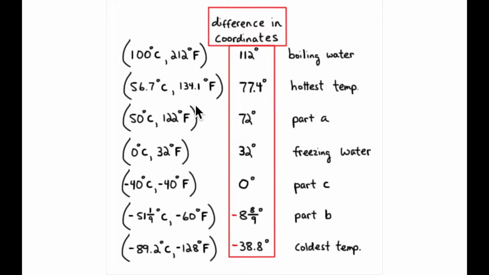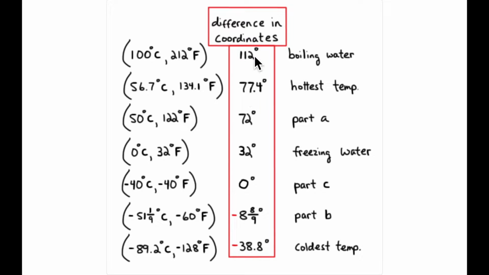Had I been thinking about this difference in these coordinates a little bit more carefully, I would have realized that at some point, which is right here, -40, this difference has to be 0. Because at very high temperatures, so this is boiling water, 100 degrees Celsius, 200 degrees Fahrenheit, and then moving to cooler temperatures. So this was the hottest temperature recorded on Earth. This was part A. This is freezing water, 0 degrees Celsius, 32 degrees Fahrenheit.